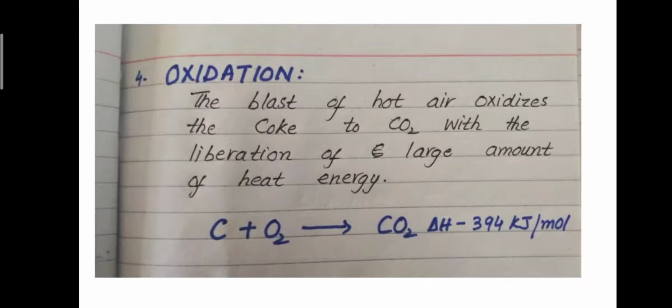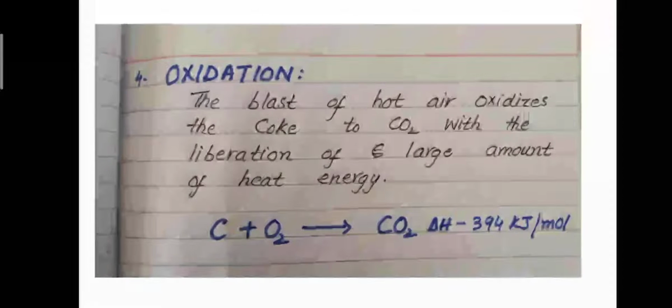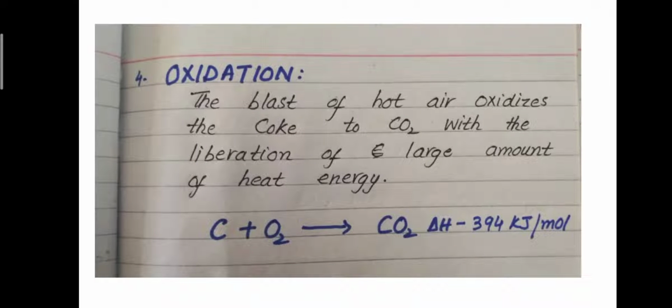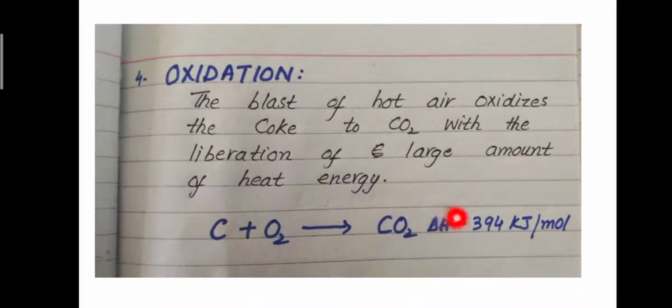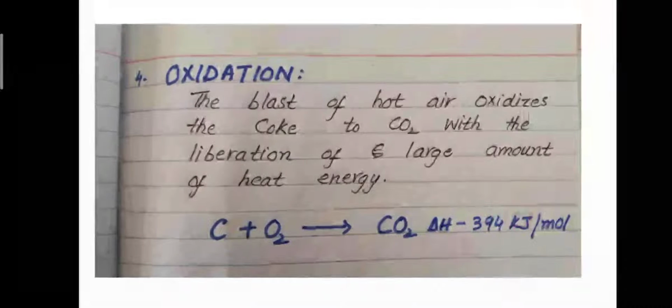Number 4. Oxidation. The blast of hot air oxidizes the coke to produce carbon dioxide with the liberation of a large amount of heat energy. It is a highly exothermic process. Coke reacts with oxygen to produce carbon dioxide, and the heat energy released is 394 kilojoules per mole.